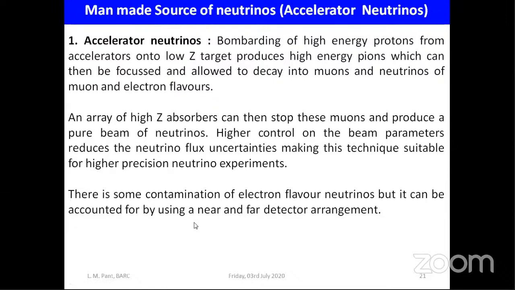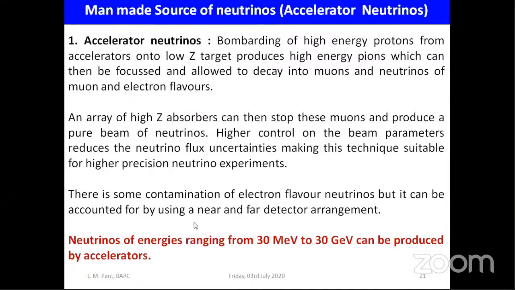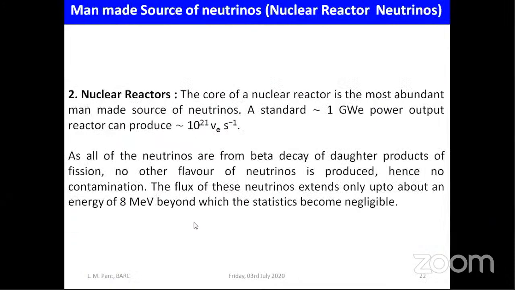So neutrinos of energies ranging from 30 MeV to 30 GeV can be produced through accelerators. And then the last, I'm coming to the nuclear reactors. The core of a nuclear reactor is the most abundant man-made source of neutrinos. A standard 1 GeV electrical power output reactor can produce about 10 to the power 21 neutrinos per second.